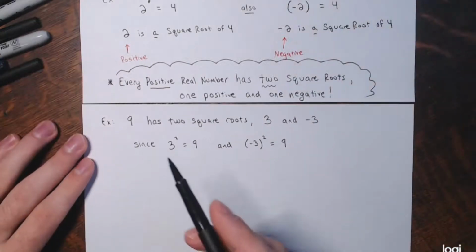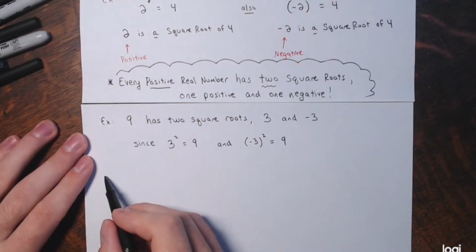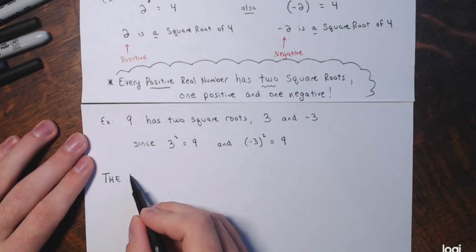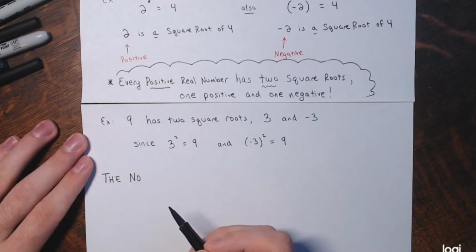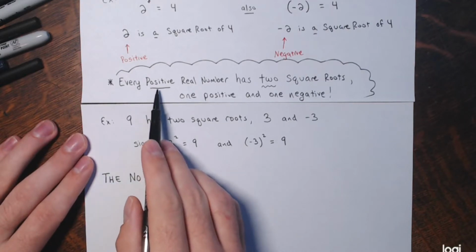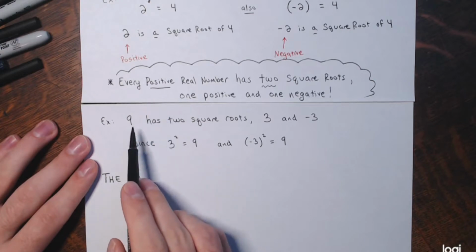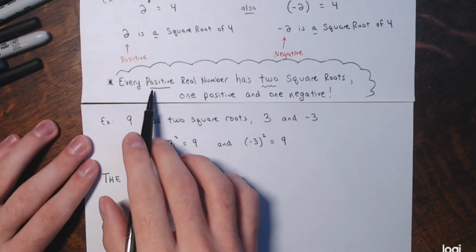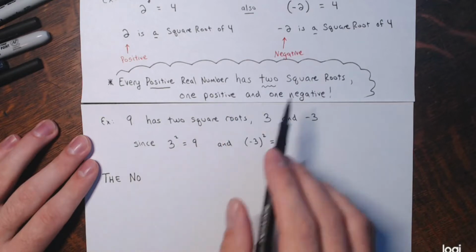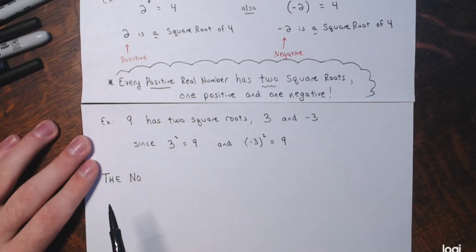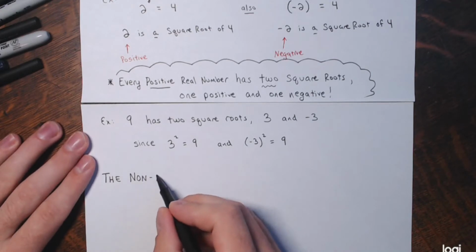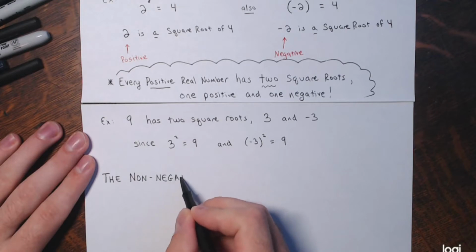Now the positive square root, or the non-negative, right? Because the square root of 0 would be 0. That's why I emphasize positive here, because 0 only has one square root, and that would be 0. And you'll see later, negative numbers don't have square roots that are real numbers, but we'll see that later in the video. So the non-negative, I think that should be one word, but whatever, I'll hyphenate it.